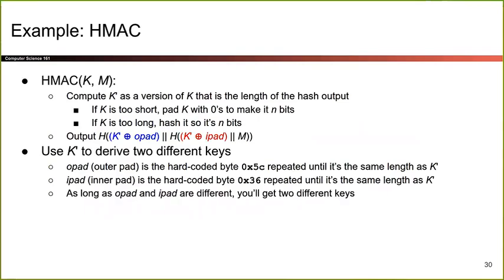So there you go. OPAD, or outer pad, is just a byte, 5C, that is repeated until it's the same length that you need. And then IPAD is just a byte, 36, that's repeated. And these are hard-coded.